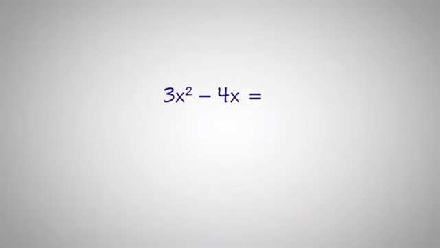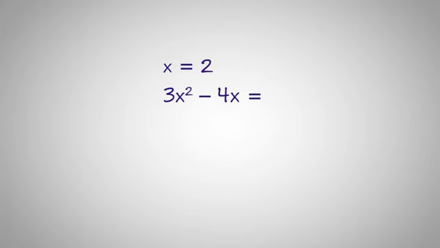Question says, evaluate 3x squared minus 4x when x is equal to 2. What you're given here is an algebraic expression, and the question tells you to substitute in a numerical value for your variable, x. So, we're going to substitute 2 for every single instance of x, and then we're going to use order of operations to solve the question.